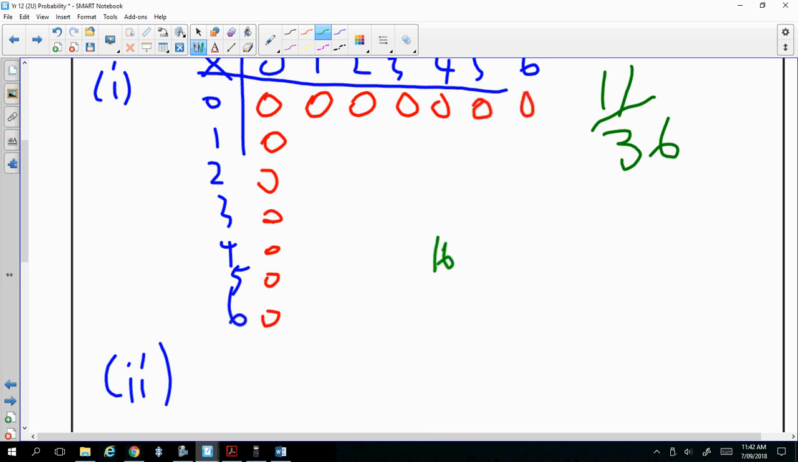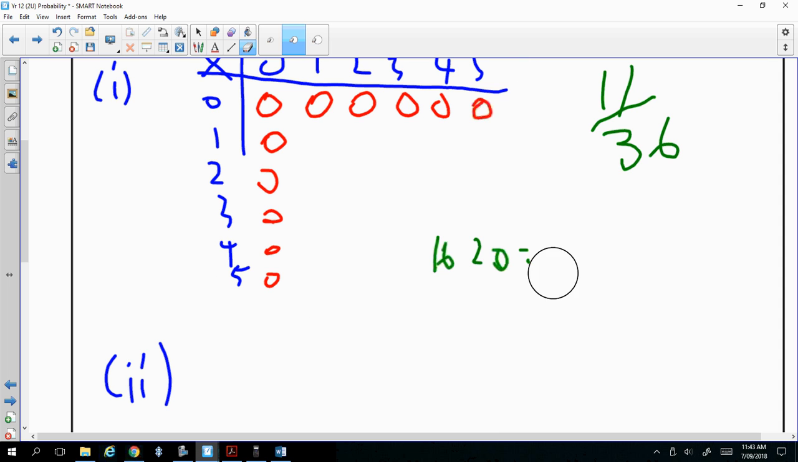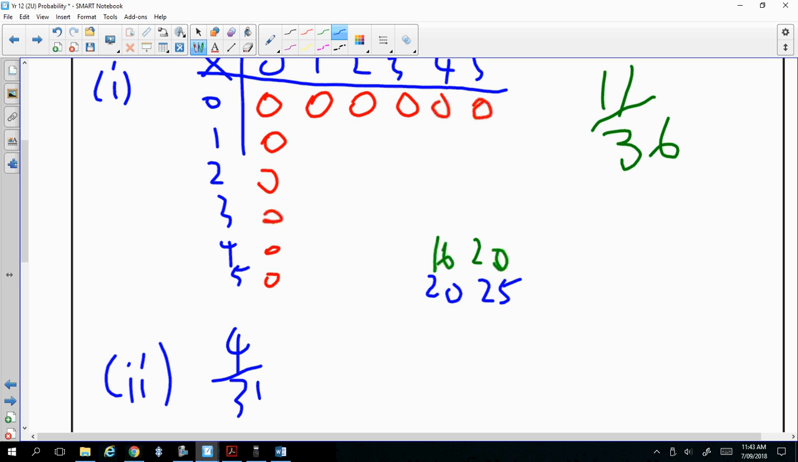Okay, so 16 or more, so it'll be 5 times 4 is 20. 6 times 4 is 24. Oh, but there's no 24. All right, okay, so that makes it easy. So therefore, only these numbers, 20 and 25. Right? So it'll be 4 out of 36. Agree? Everyone got that? 4 out of 36? Okay. The next one gets tricky because you have to do 2 turns.